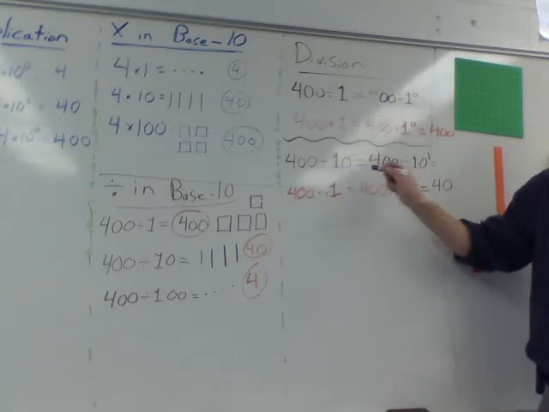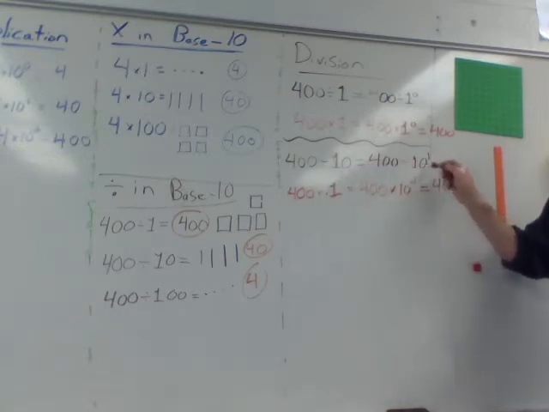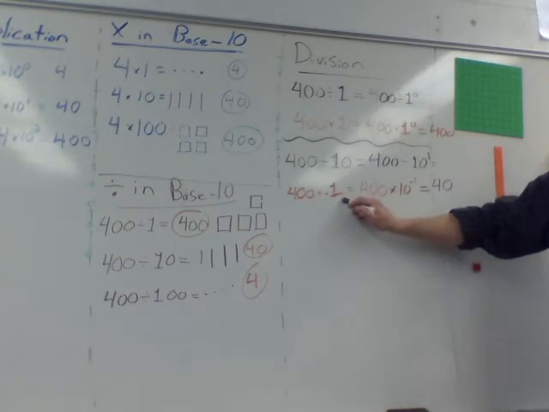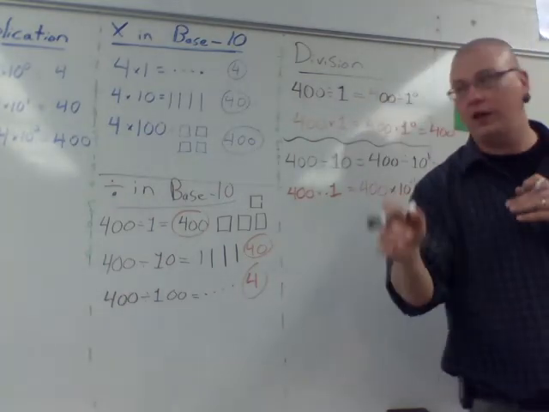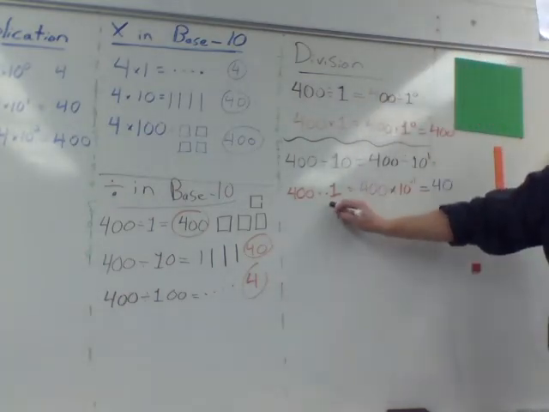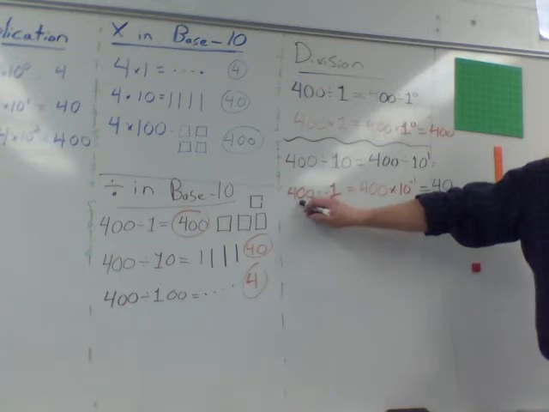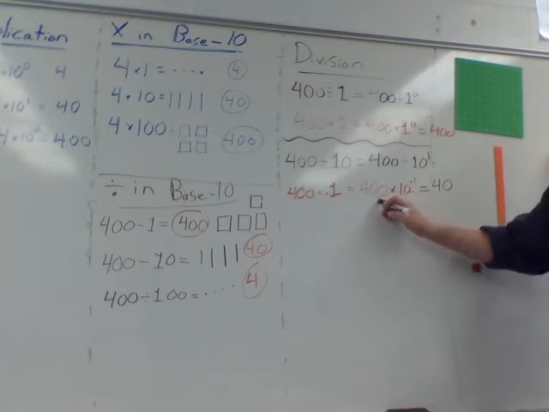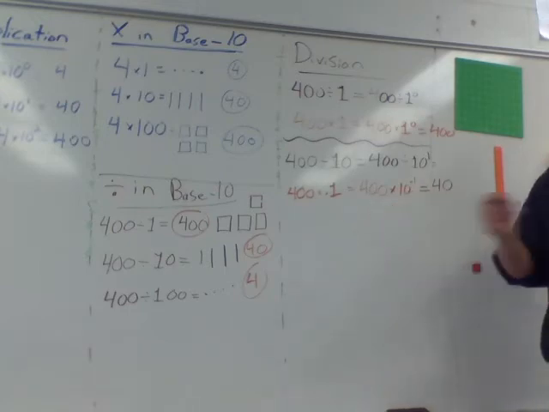400 divided by 10 equals 40. 400 divided by 10 to the first power is 40. 400 times 1/10. Remember when we start looking at things from the other angle? Just because we flip-flop this upside down does not mean it doesn't work. It's just a different way of looking at the same thing. 1/10 of 400, 40.